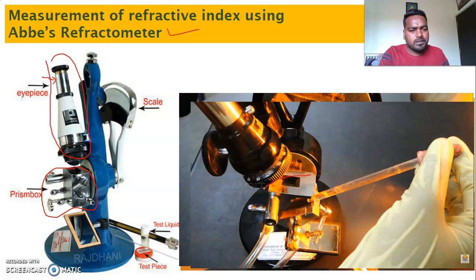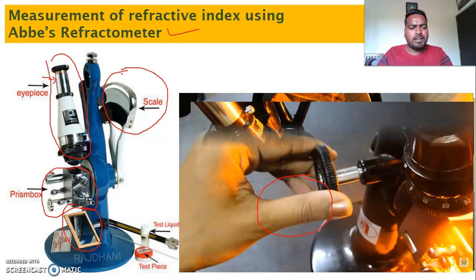See this chamber in which we introduce the sample; this chamber contains two prisms, and in between these two prisms we introduce the sample. It contains one mirror. This mirror reflects the light to the prism, and there is one scale. This scale directly gives the refractive index of the liquid, based on the angle of refraction.